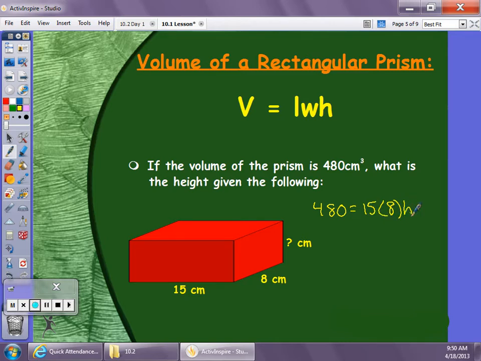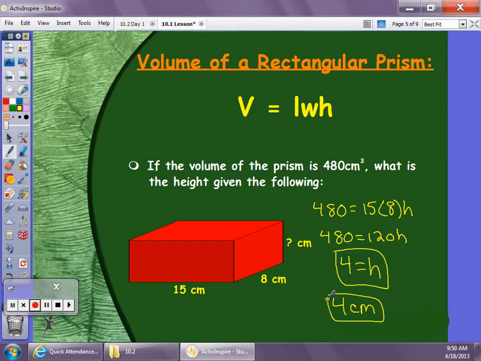So if we're solving our equation, first thing we're going to take is 15 times 8, which is 120. And then to get h by itself, if we divide 480 divided by 120, we're going to see that 4 represents the height of this prism. So if you want to check, you can take 15 times 8 times 4, and it will equal 480 centimeters cubed. So I'm going to go ahead and add my units and say that the height is 4 centimeters.